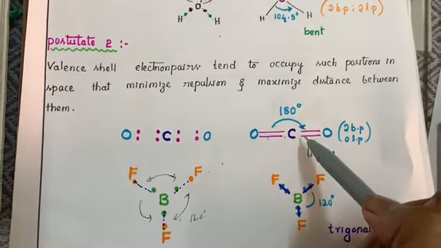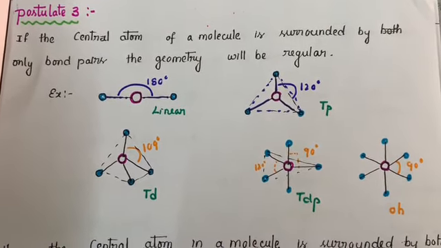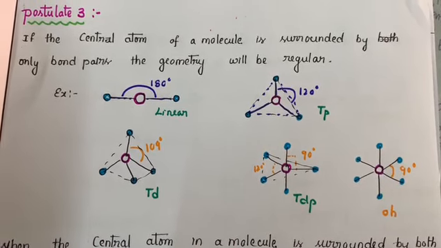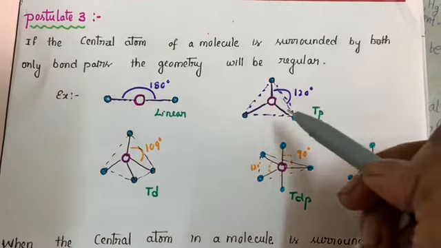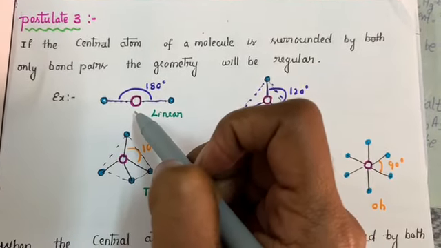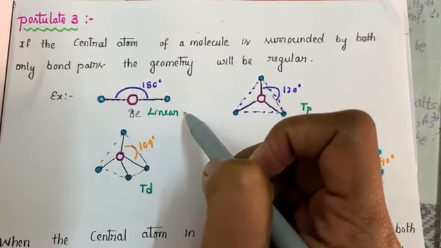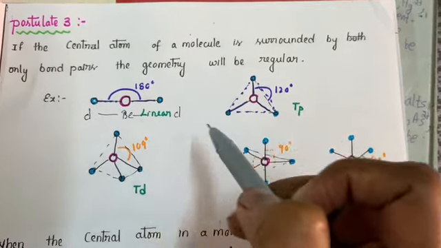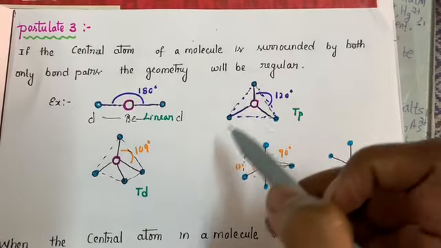Third postulate of VSEPR theory: if the central atom of a molecule is surrounded only by bond pair electrons, then the geometry is said to be regular geometry. For example, here I am considering the molecule CO2 or BeCl2. In BeCl2, beryllium has only 2 bond pairs. It doesn't have any lone pairs. So if the molecule doesn't have any lone pairs, the geometry is said to be regular geometry.